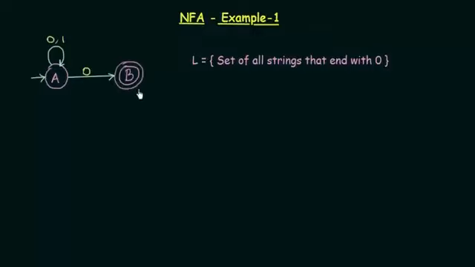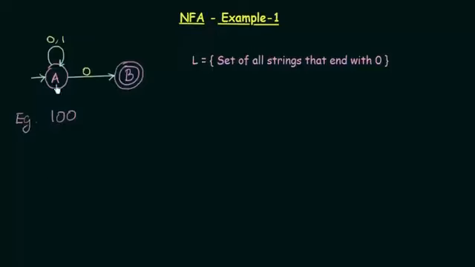This is actually an NFA that accepts the set of all strings that end with 0. Now let us pass some strings to this as input and see how it behaves. Let us take two examples. The first one being 100. Since the NFA accepts the set of all strings that end with 0, it should accept this string, because this string ends with 0. So let us see how this NFA behaves.